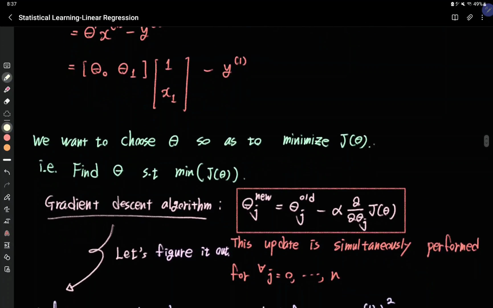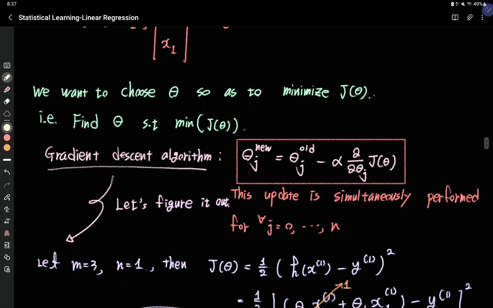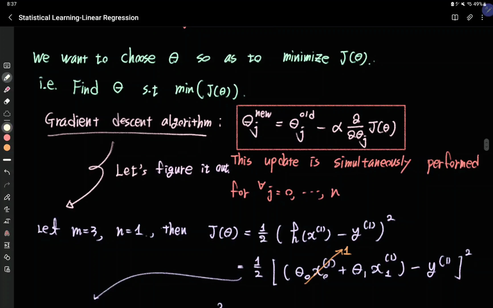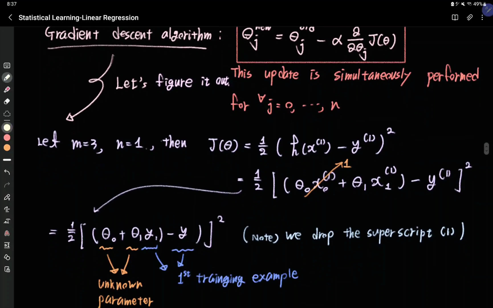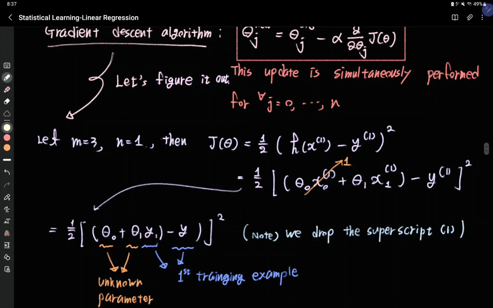So we're going to use the gradient descent algorithm. I'm going to talk about this in another video, but just take a look at this. What is the gradient descent algorithm? We update theta_j by the following formula. Let's figure out what that means. Gradient descent algorithm in linear regression. When m is 3 and n is 1, then J of theta can be expressed like this.